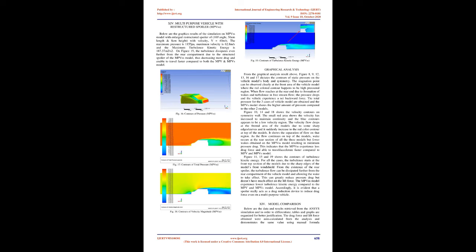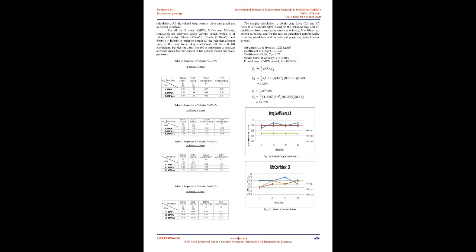Figures 10, 14, and 18 show the velocity contours on the symmetry wall. The small red area shows the velocity has increased to maintain continuity, and the blue contours appear to be a low velocity region. The velocity drops at the frontal area of the models due to some sharp edges/curves, and it suddenly increases to the red color contour at the top of the models. It shows the separation of flow in that region. As the flow continues on top of the models, wake occurs at the rear section of all the 3 models, but fewer wakes are obtained on the MPVSS model, resulting in minimum pressure drag. This indicates that the MPVSS experiences less drag force and is able to travel/accelerate faster compared to the MPV and MPVS models.